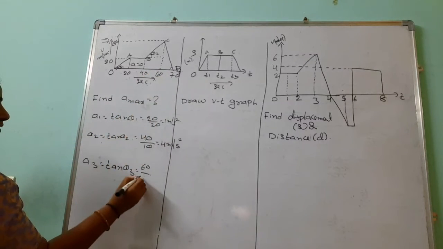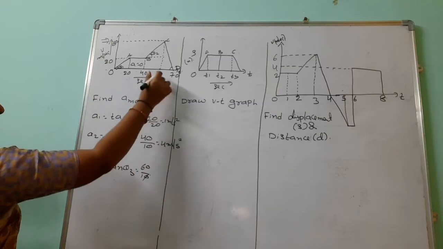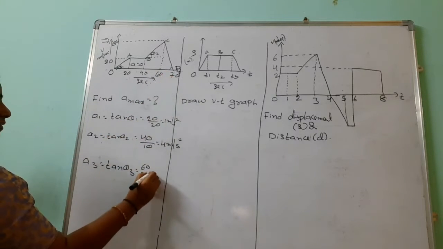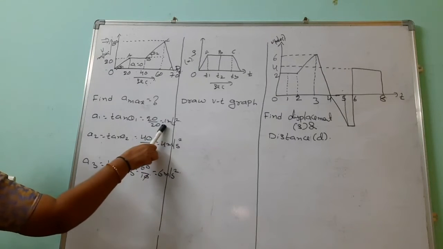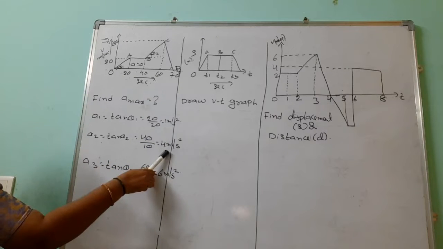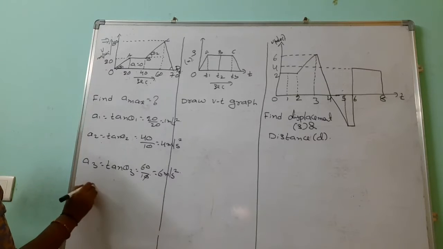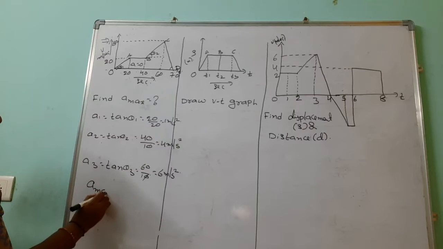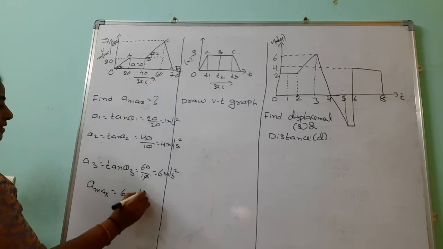70 minus 60 is 10. Here acceleration is 4.6 meter per second square. So here acceleration is 1 meter per second square. Here acceleration is 4 meter per second square. And here acceleration is 6 meter per second square. So a maximum equals 6 meters per second square.